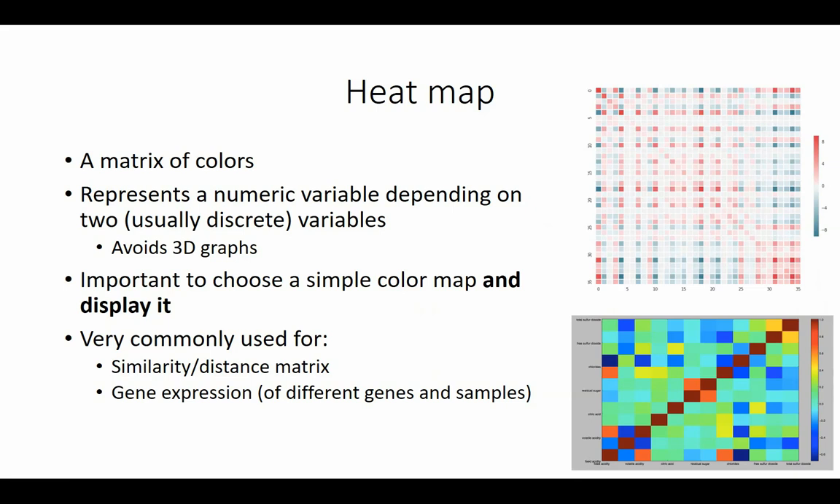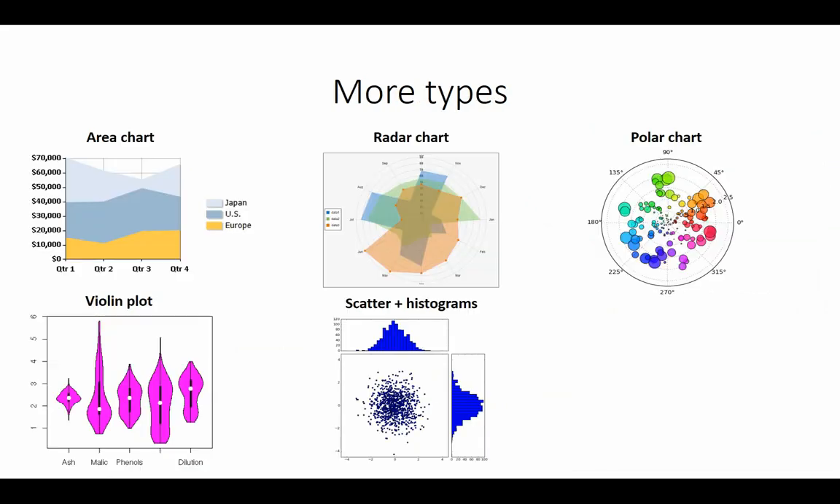It's also a very common way to represent gene expressions. So we can see how the expression of different genes and samples look like. So we can have, for example, the rows corresponding to samples and the columns corresponding to genes. And we can see some normalized gene expression value. OK, and there are many more types.